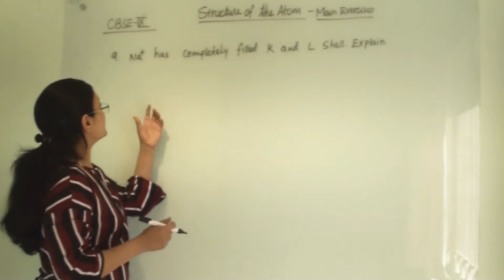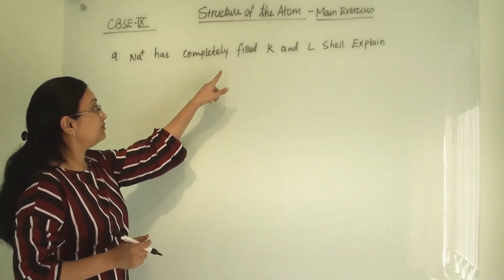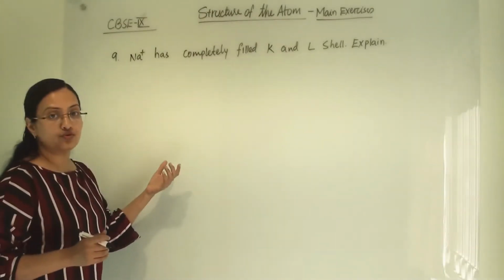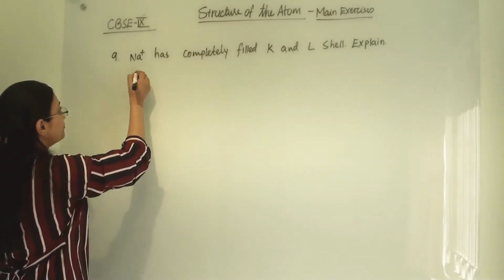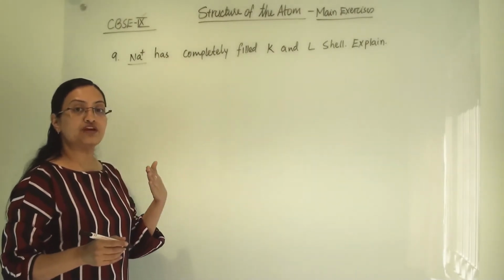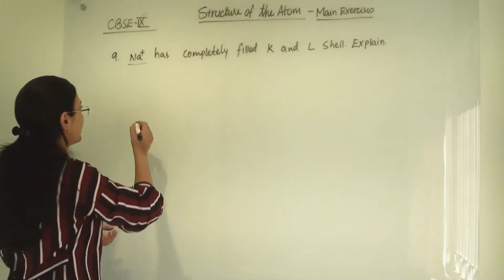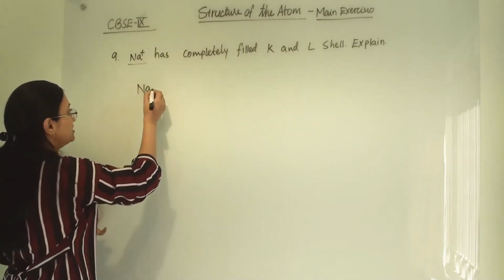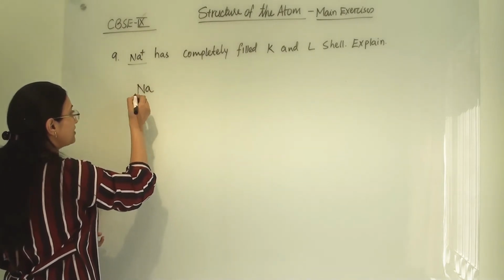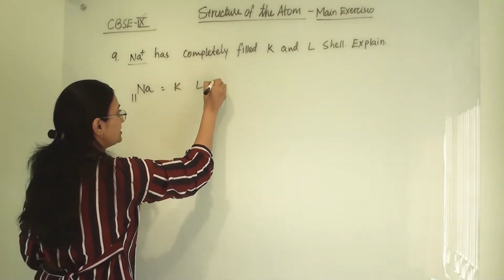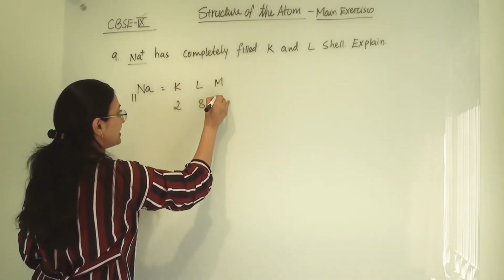Our 9th question is: Na+ ion has completely filled K and L shells. Explain. So here let us understand this first and then I will show you how to write this answer. Whenever we write the electronic configuration of any ion, first we have to write the configuration of that particular atom. So here we will write the configuration of sodium first. Sodium's atomic number is 11. So the electronic configuration will be 2, 8 and 1.